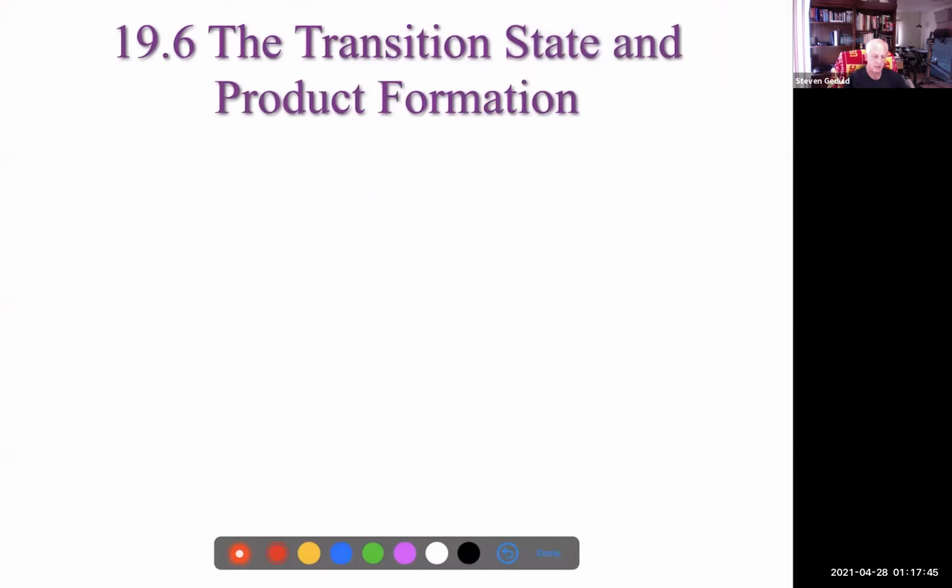Okay. Transition states and product formation. Remember, we have the transition state. The transition state is when the enzyme and substrate come together, and now things can happen. It's holding them in close proximity, so it modifies them enough so a reaction can occur. It lowers the activation energy. It usually brings things together.